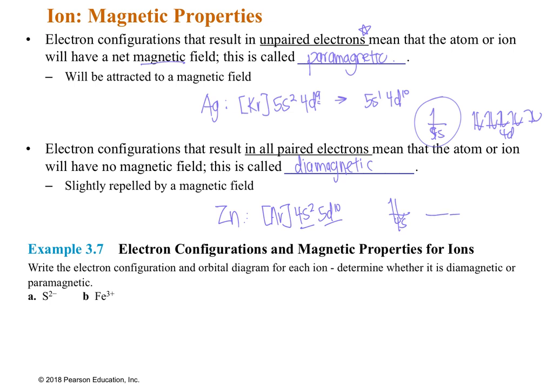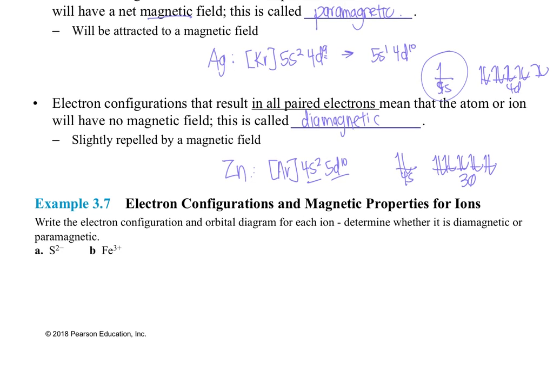4s2, 3d10. So everybody's filled, so it won't be magnetic, it'll be diamagnetic.